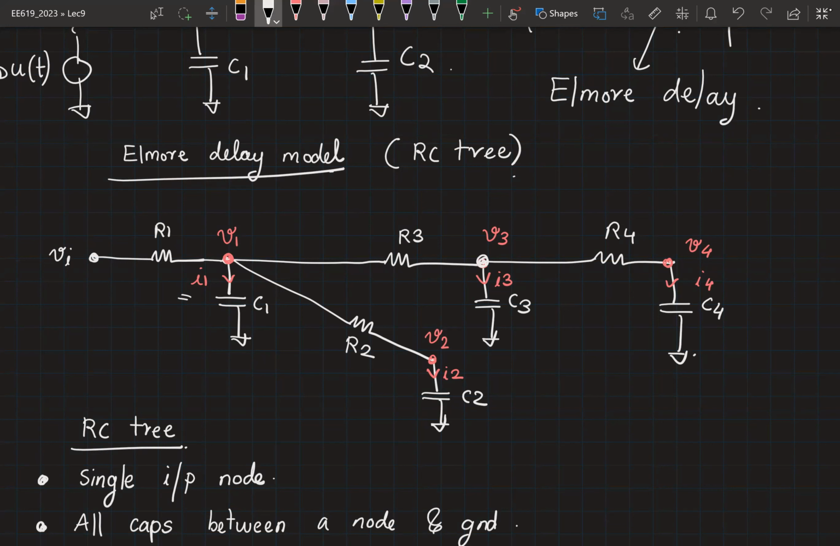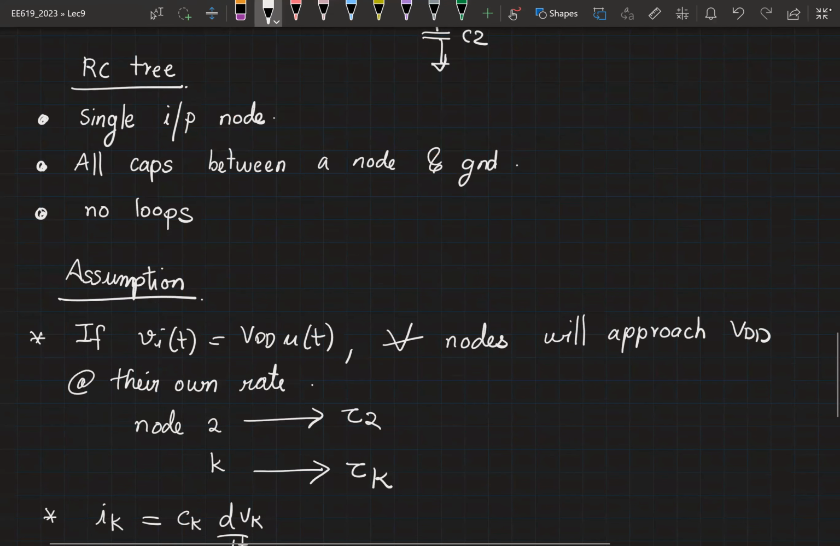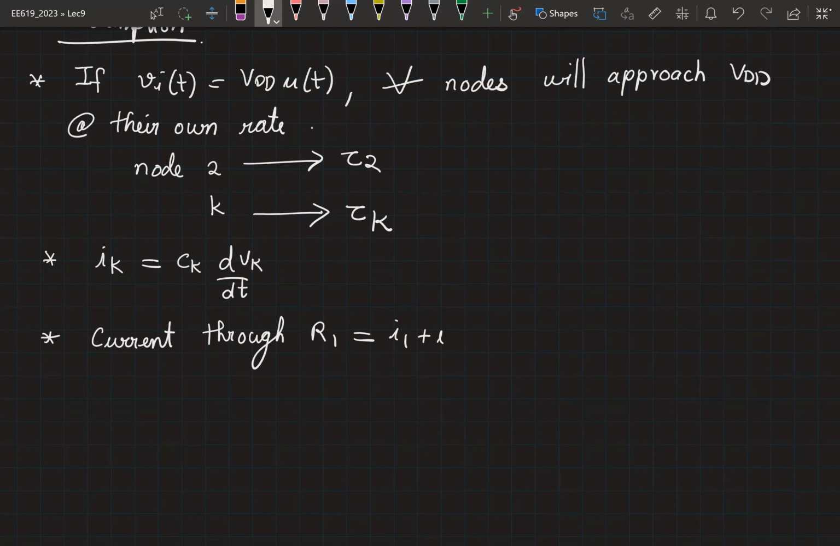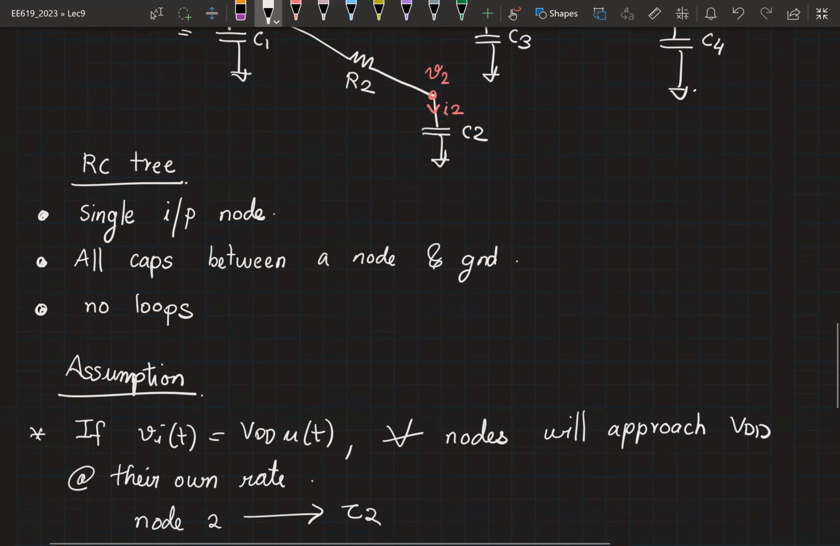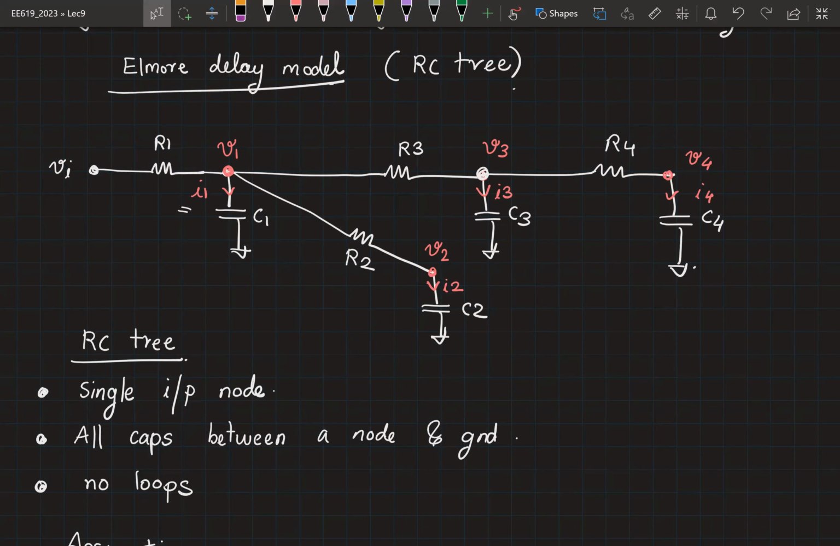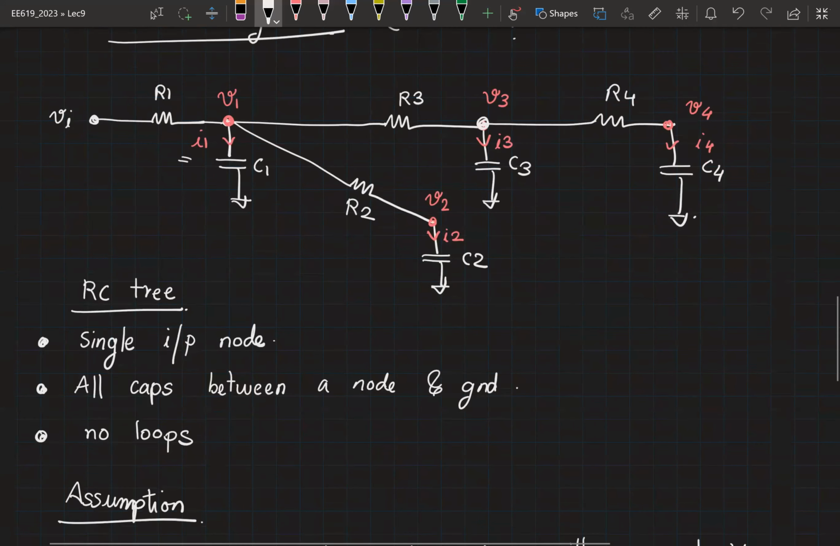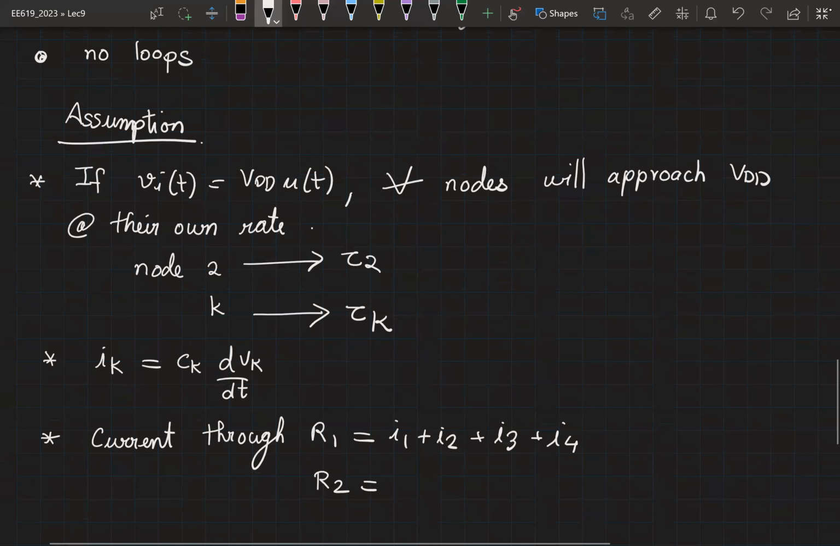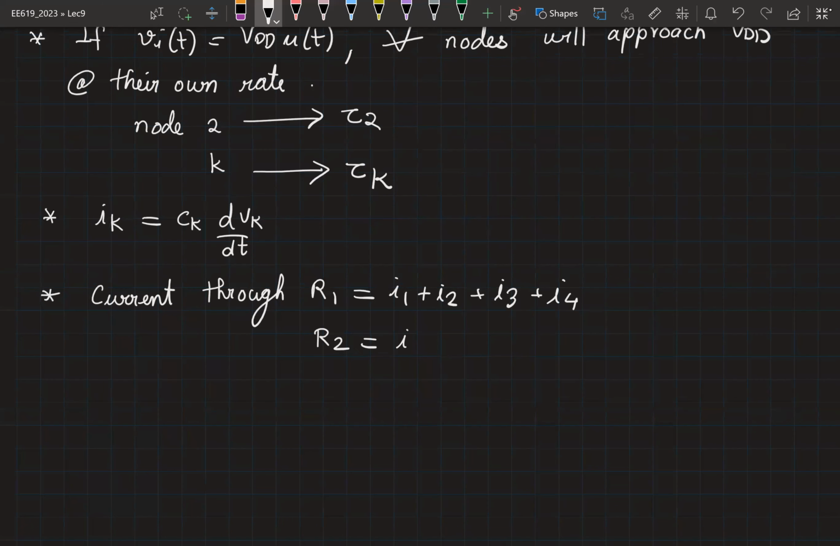So I1, I2, I3 and I4, all of them will have to flow through R1. Right? From the input node, all these currents have to flow through R1 before they can reach the respective capacitors. So the current through R1, I can basically write as I1 plus I2 plus I3 plus I4. What about the current through R2? Current through R2 is I2. Current through R3? I3 plus I4. So looking at this circuit, you will be able to tell me the currents through any of the resistors, right? So now let us calculate tau 2.